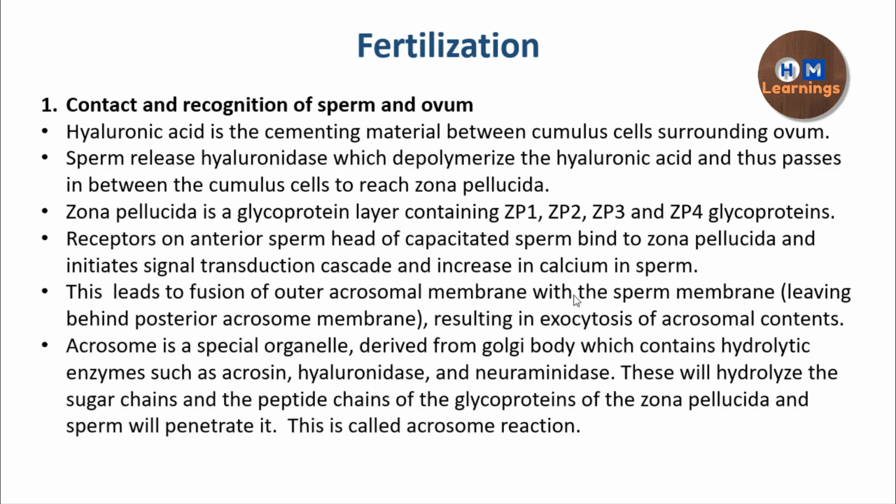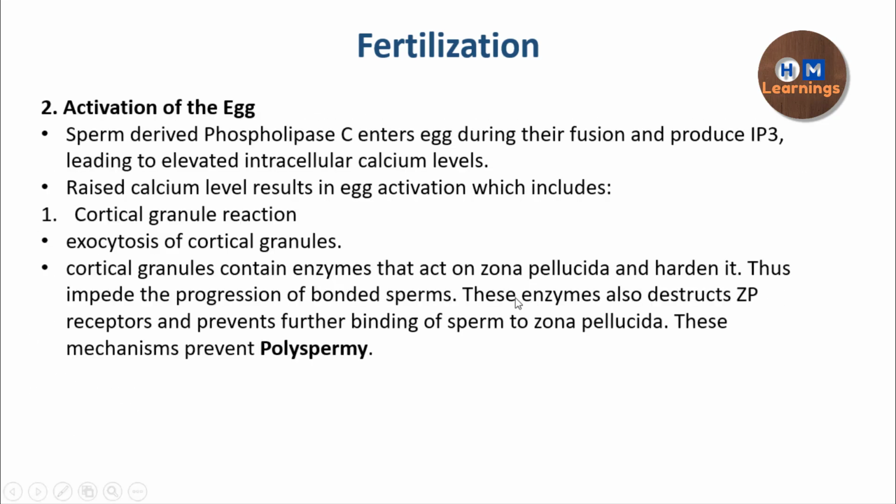So the cortical granule, what does it do? The cortical granule has enzymes which are going to act on the zona pellucida. It will harden the zona pellucida, so that the other sperms which have bound to the zona pellucida can't penetrate it. It will also cleave off all the receptors. You know that the sperm binds with the zona pellucida with its receptor. So the enzymes released from the cortical granules are going to cleave those glycoproteins. When those glycoproteins are cleaved off, the sperm cannot bind to them. So the sperms which have bound to the zona pellucida can't progress through it, and the sperms which haven't bound to it also can't bind to the zona pellucida. So through both these mechanisms, it is going to prevent polyspermy.